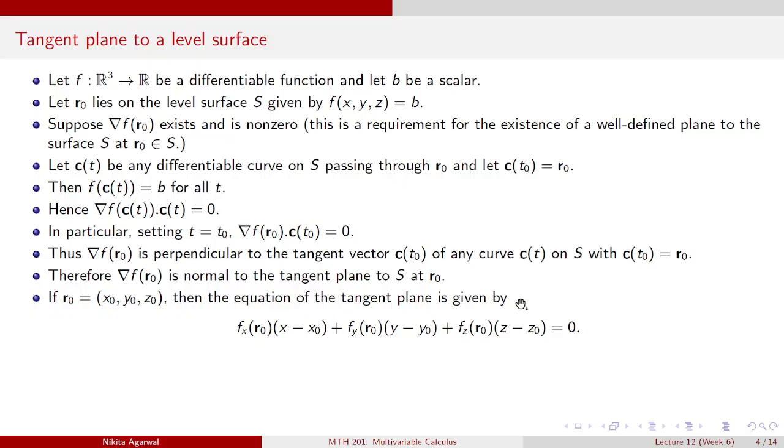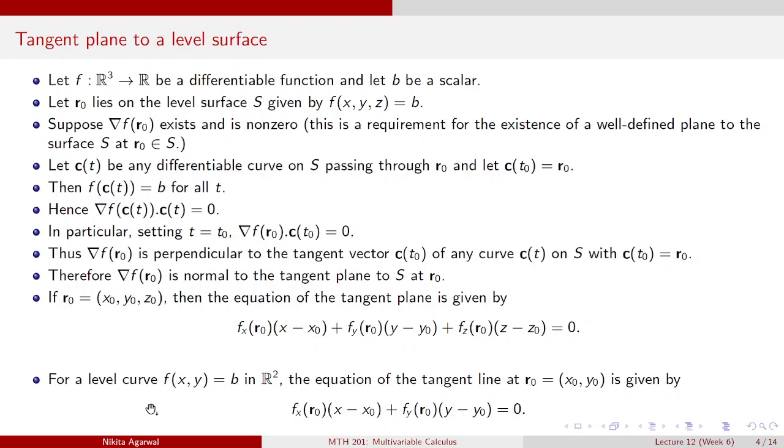So what is the gradient of f at r naught? It's the partial derivative of f with respect to x at r naught, comma, partial derivative of f with respect to y at r naught, comma, partial derivative of f with respect to z at r naught. So when you put in the normal vector and compute the equation of the tangent plane, this is what you get. This equation you have seen earlier, right? This is the equation of the tangent plane passing through the point (x naught, y naught, z naught) with normal gradient f at r naught. So this is the equation of the tangent plane at a point to a level surface.